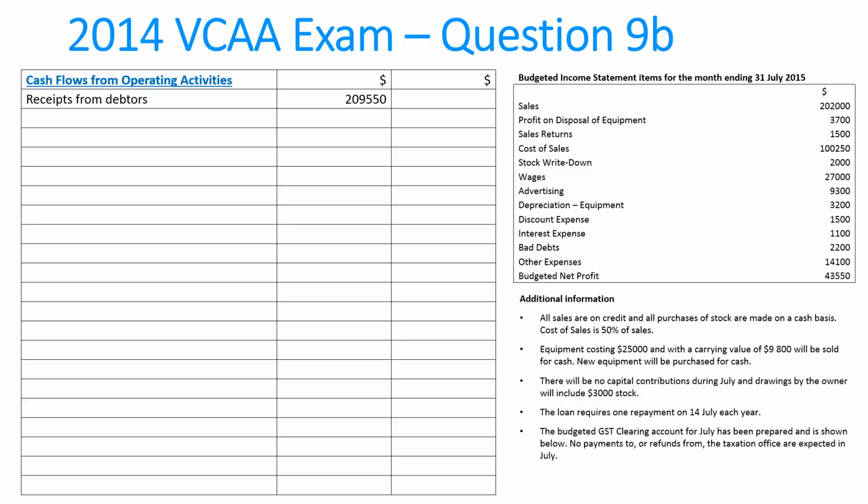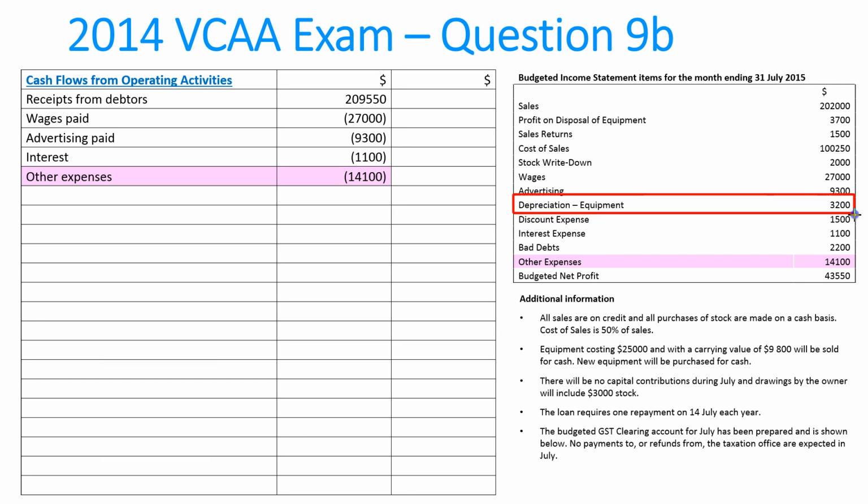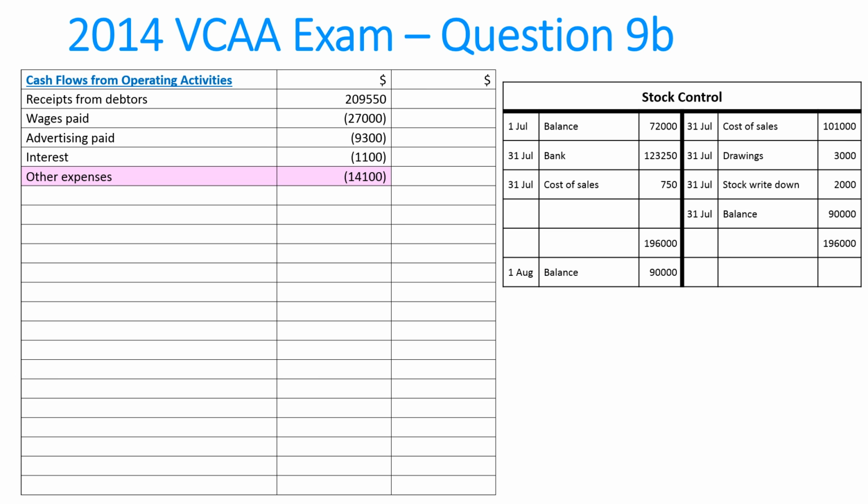So what I'll do now is look for the outflows. So looking through my budgeted income statement, I can see the wages are 27,000. Advertising is 9,300. The interest expense is 1,100. And other expenses doesn't actually say what they are, but I'm going to assume that they're all cash, which is a little bit unfair. How are you supposed to know that? But I'm going to put that all in as outflows of 14,100. So you can see I've left some of the other expenses like depreciation and discounts because whilst they are expenses, they're not cash outflows.